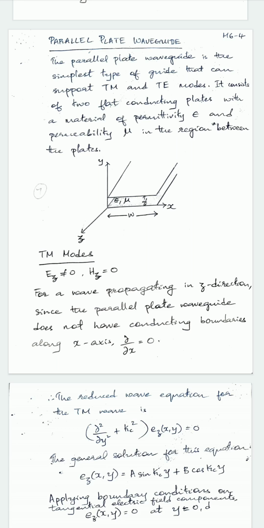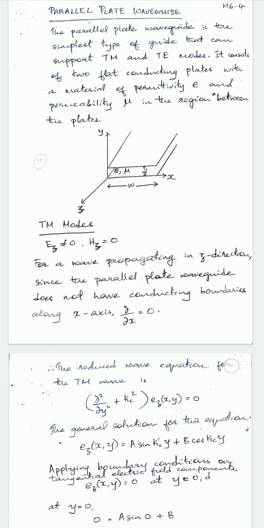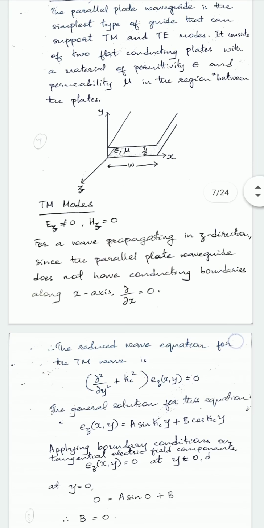It consists of two flat conducting plates with a material of permittivity epsilon and permeability mu in the region between the plates. So it is two parallel plates separated by a distance, with the medium between the plates having permittivity epsilon and permeability mu. First we can see the TM mode. We know that in TM mode Ez is not equal to 0 and Hz equal to 0. That's the condition for TM mode.